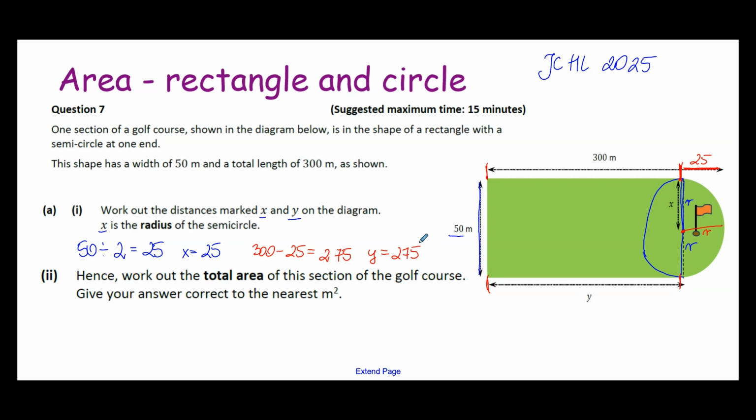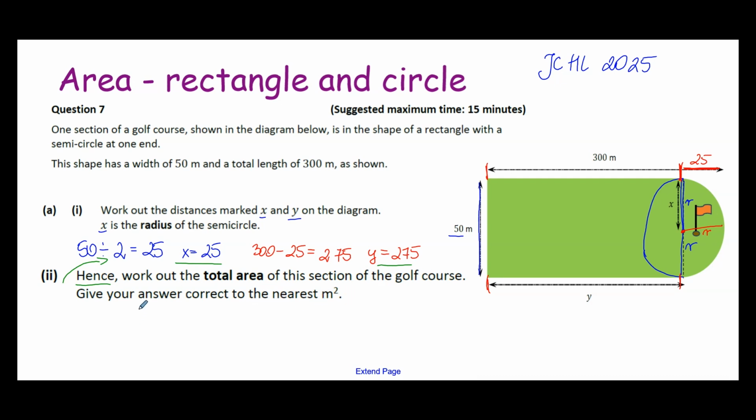Okay, let's have a look at the next part. It says hence, that means with the knowledge that we just acquired. And what is that knowledge? Now we know the length of the radius and as well the length Y. We have to work out the total area of this section of the golf course. Give your answer correct to the nearest meter squared.